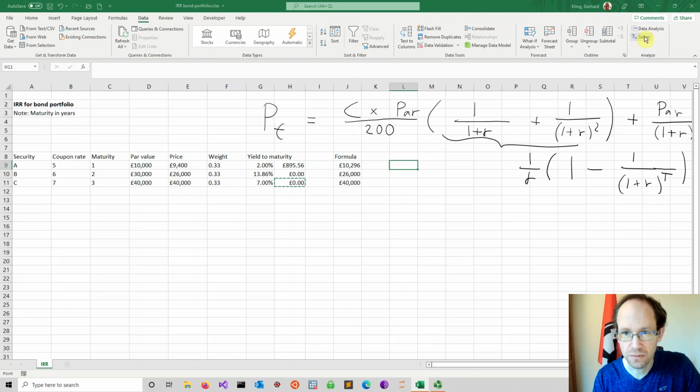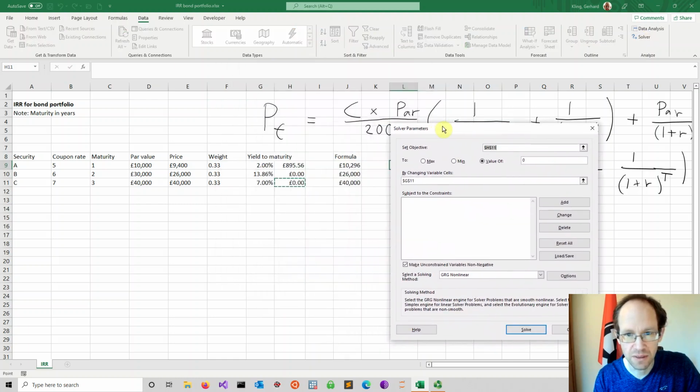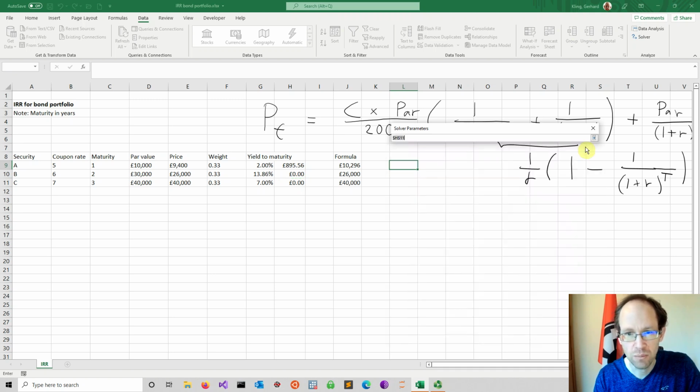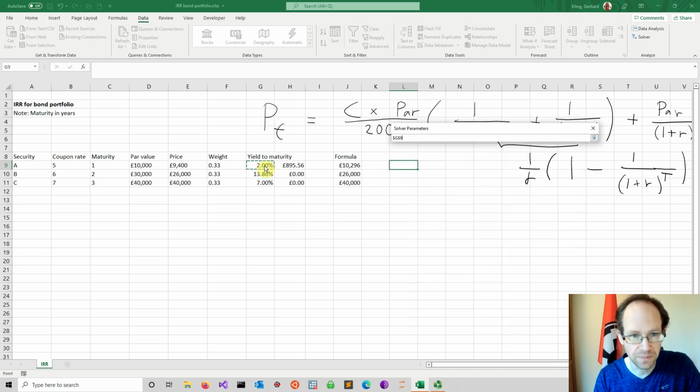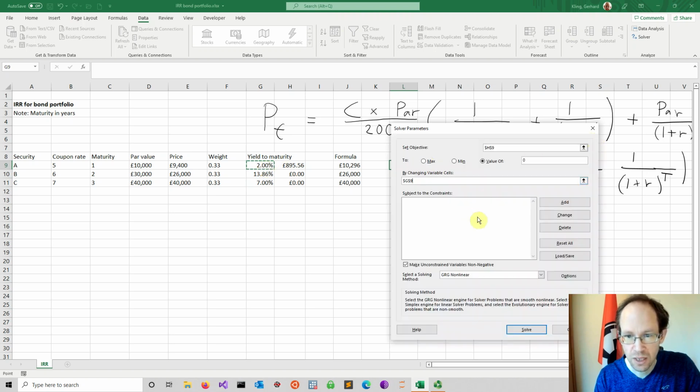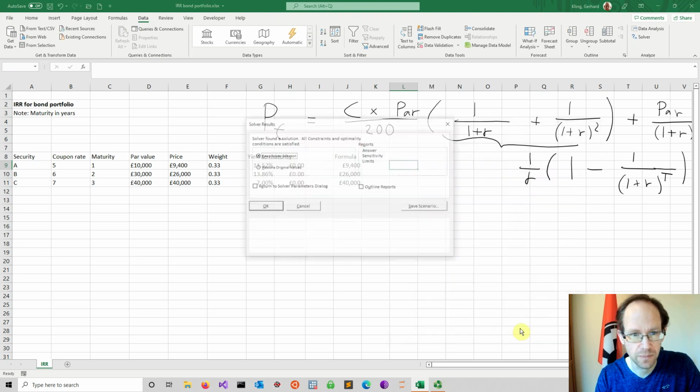Now we go to the solver and we define an objective. There are different things we could consider, but what I have done is I basically went into this cell here, because this has to be equal to 0 based on our assessment. So I select value of 0 by changing the following cell, which is this cell here, which is my target yield to maturity. I don't specify any further constraints. Again, this might be necessary under certain conditions, and I try to solve it.